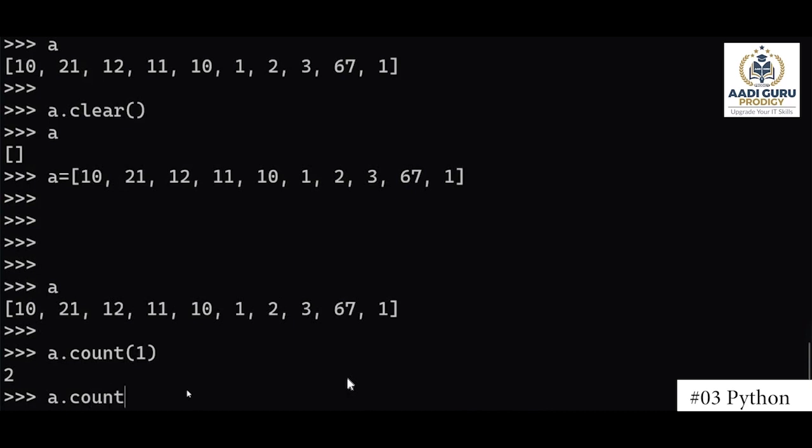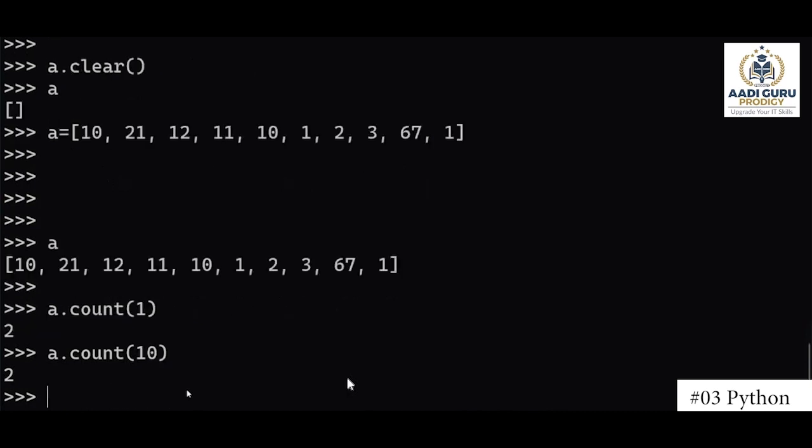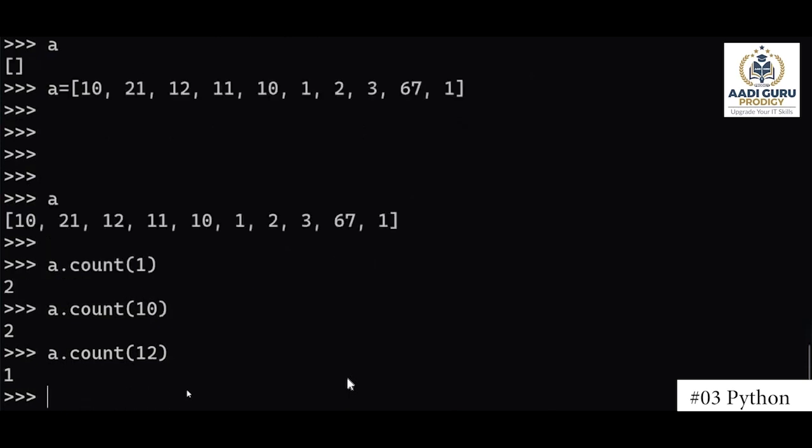a.count, count how many tens are there. There are 2 tens. Inside this a, count how many 12s are there. There is only one 12. Now inside this a, count how many 500s are there. So what will happen? What will be the answer here? 8 or 500?